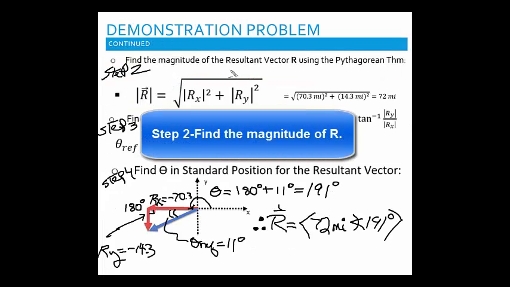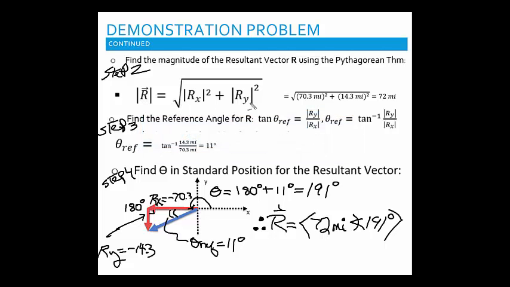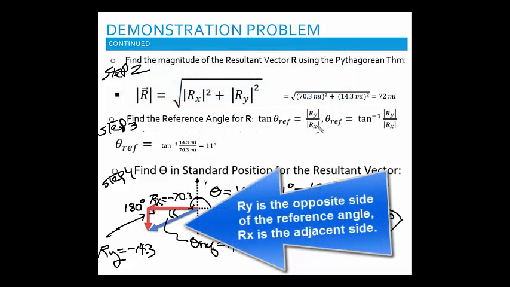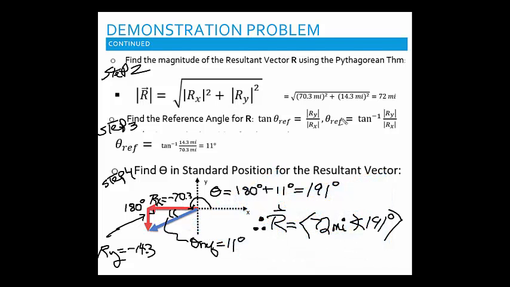Step 2, find the magnitude of the resultant vector R using the Pythagorean theorem, or the magnitude of R is the square root of the sum of the squares. Here, the square root of 70.3 miles squared plus 14.3 miles squared, which is 72 miles, rounded to two significant figures accuracy. Step 3, find the reference angle for the resultant vector. Using the tangent of the reference angle is the magnitude of the y component over the magnitude of the x component of the resultant vector. Solving for the angle using the inverse trig function, theta ref is the angle whose tangent is the magnitude of R sub y over the magnitude of R sub x, or theta ref is the angle whose tangent is 14.3 miles over 70.3 miles, or 11 degrees, again rounded to two significant figures.